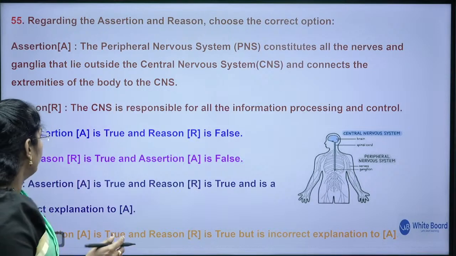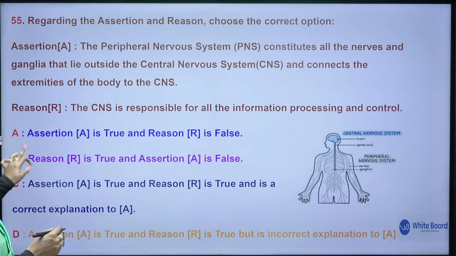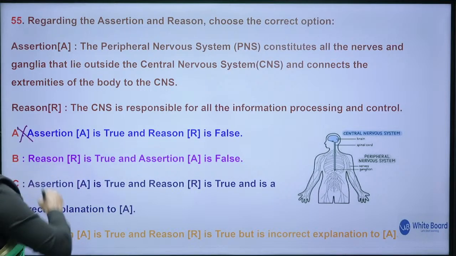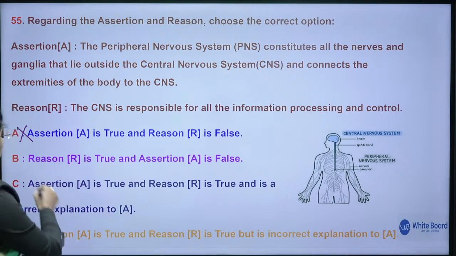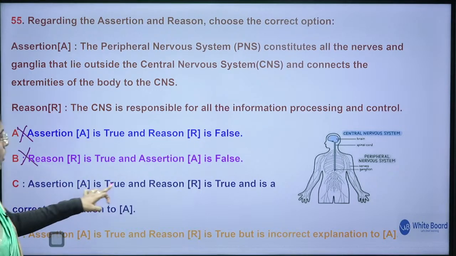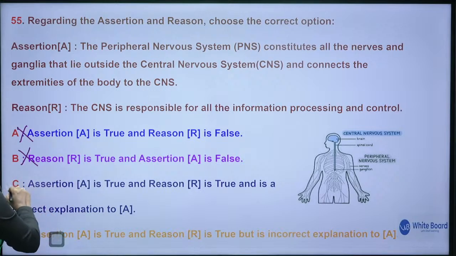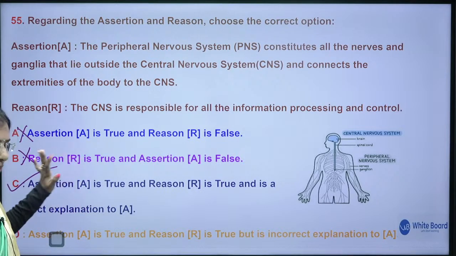So, what is the correct option here? Assertion A is true, reason is false. No, it's wrong. Next, reason R is true and assertion is false. Wrong. Assertion A is true and reason R is true, and R is the correct explanation of A. So, option C is the correct answer.